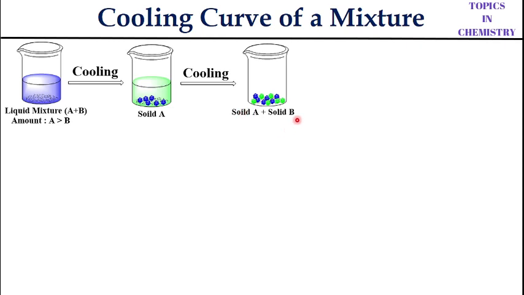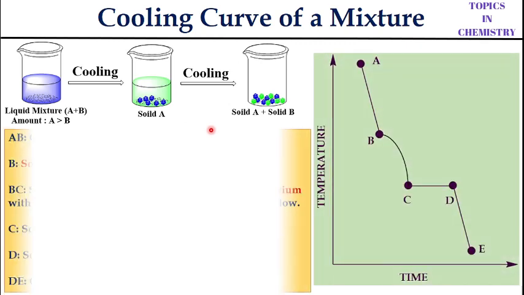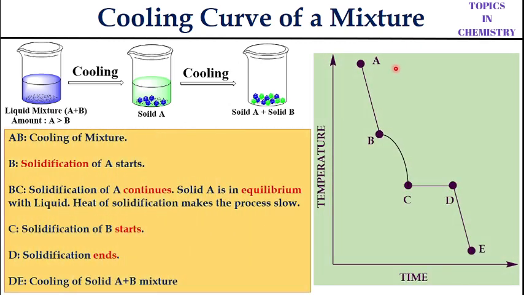Now you have to know what the cooling curve of such a mixture is. It is given here. Suppose A is the starting point, and through AB the cooling of the mixture is done. At B, you can see the crystals of A come out from the mixture. So at B, solidification of A starts.